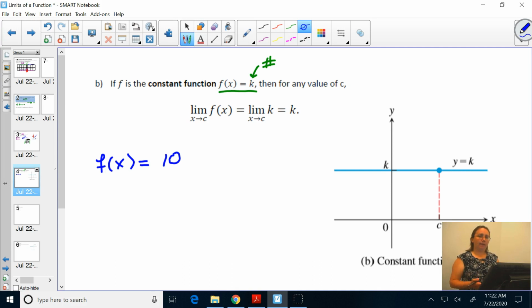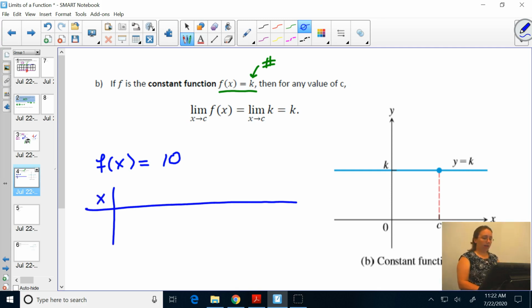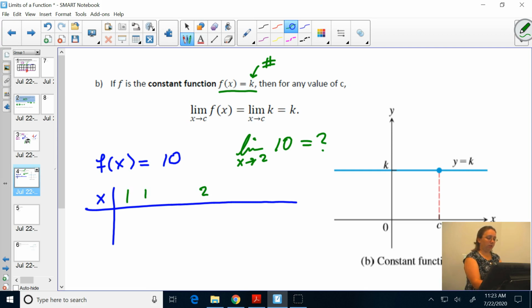So how does that affect a limit? Well, no matter what x you plug in, you're going to get 10. So if I were to build an x table, and let's build a limit. Let's say we want to take the limit as x approaches 2 for our function 10. What's the limit going to be? So our x's, we're going to approach 2. What comes before 2? 1, and then 1.9, and then 1.999. That'll work.